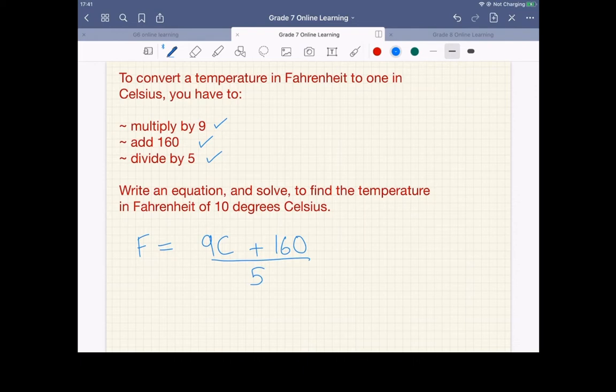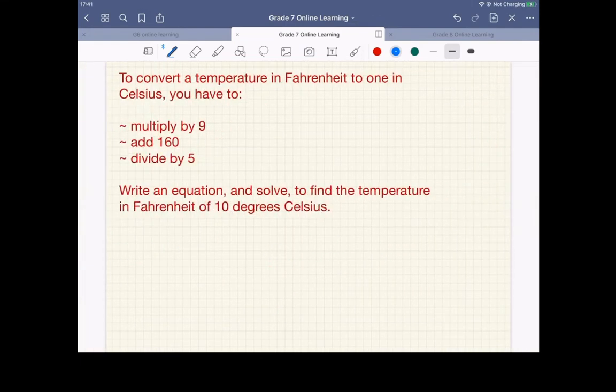If you leave the formula like this, that's absolutely fine. Some of you will be a bit more confident with your fractions and will say, well, 160 divided by 5 is 32. And then 9 divided by 5 is 9 over 5. We're adding them on, and it's 9 over 5 C plus 32. Both of these are acceptable answers. So now we know temperature in Fahrenheit is 9 over 5 times Celsius plus 32.